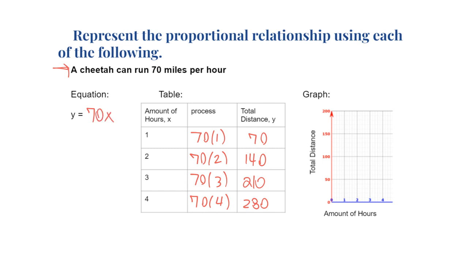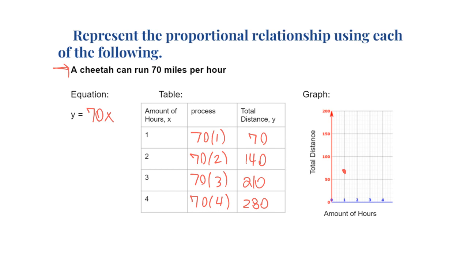Now that I have my equation filled out, my table filled out, now I can go ahead and try my graph. The graph has the amount of hours here on the bottom, 0, 1, 2, 3, 4, and then the total distance here on the side, or the y-axis, and I go up by increments of 50. So I'm just going to have to estimate where each one of these numbers goes. The first example, I had 1 hour equaling 70, so I'm going to go over to the right 1, and then up to about 70, which would be about here.